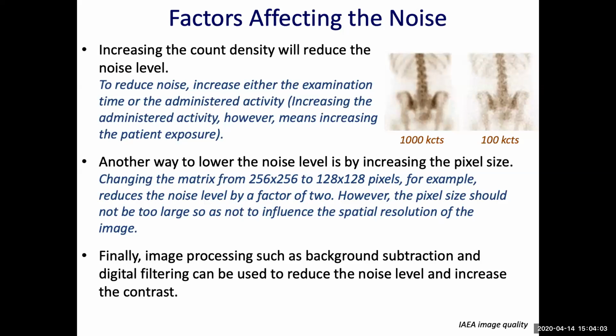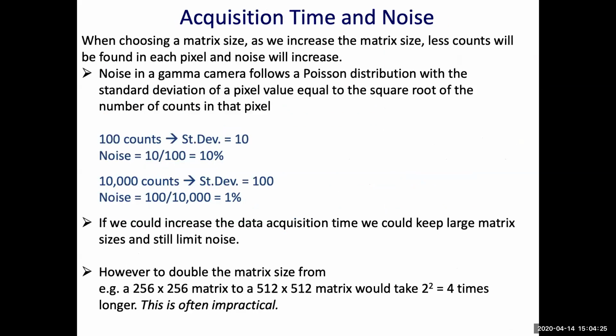Finally, image processing such as background subtraction and digital filtering can be used to reduce the noise level and increase the contrast. We can use a low pass filter, for example, just to cut the noise and accept all the low frequency signals. So this also enhances the noise reduction. This is just an explanation of how the count density affects the noise.